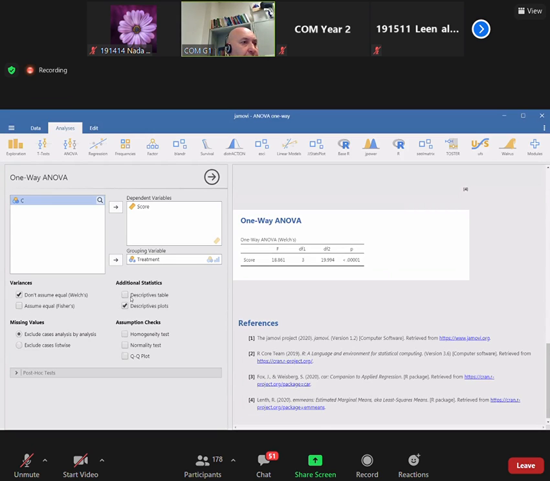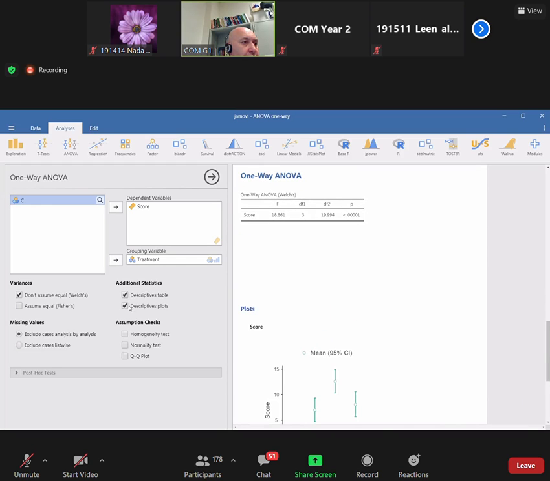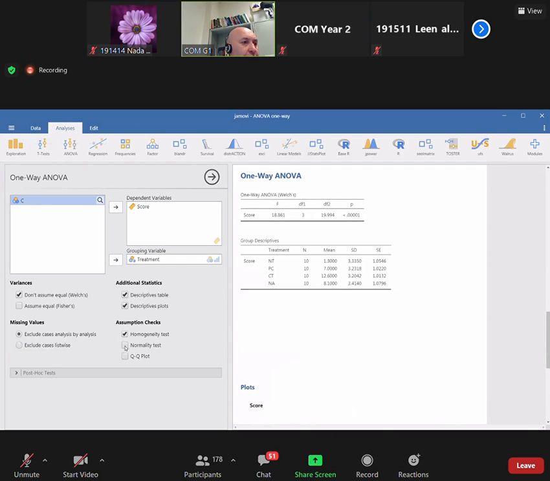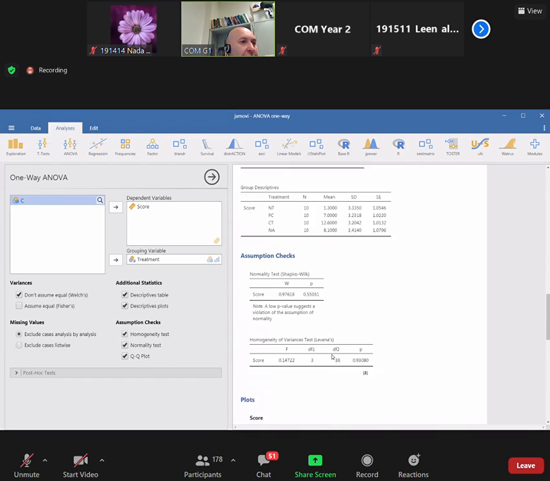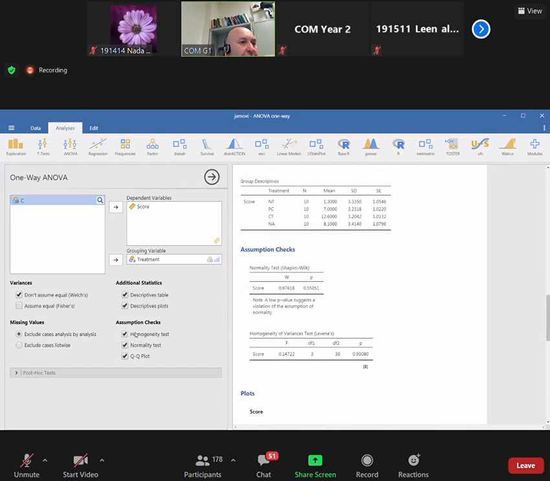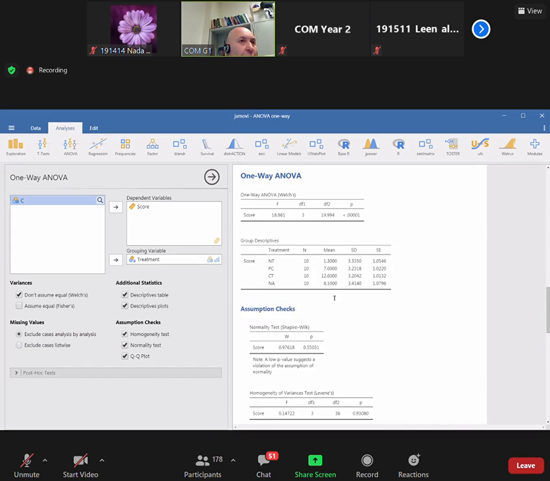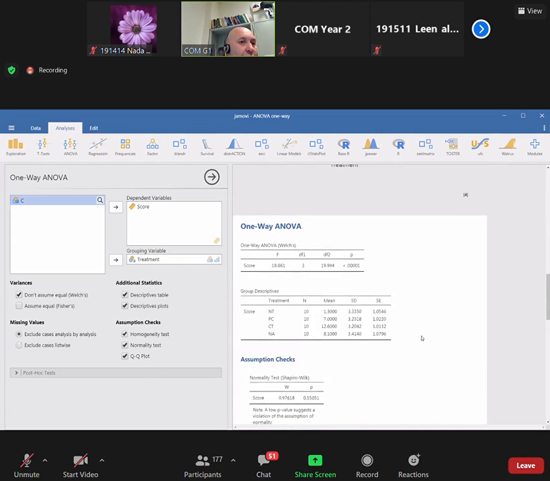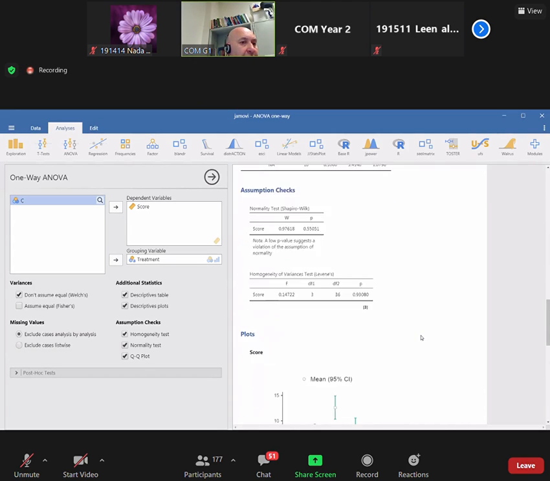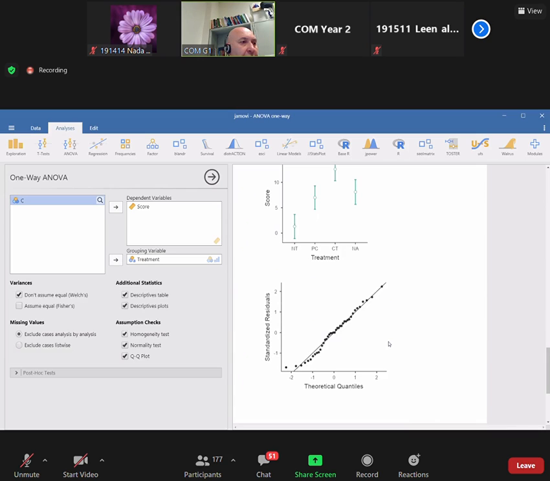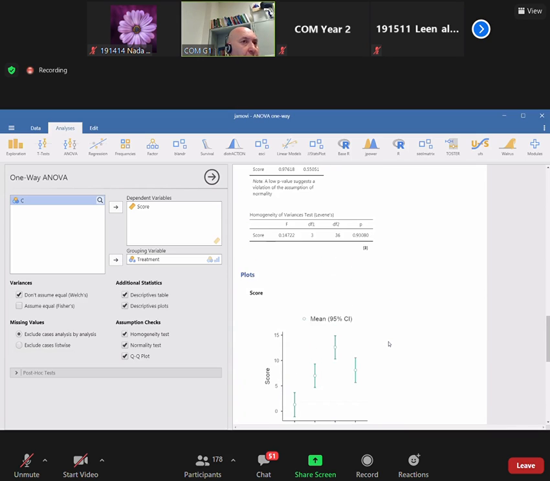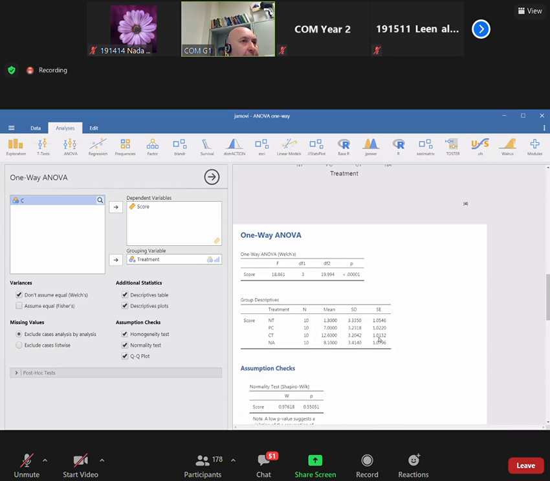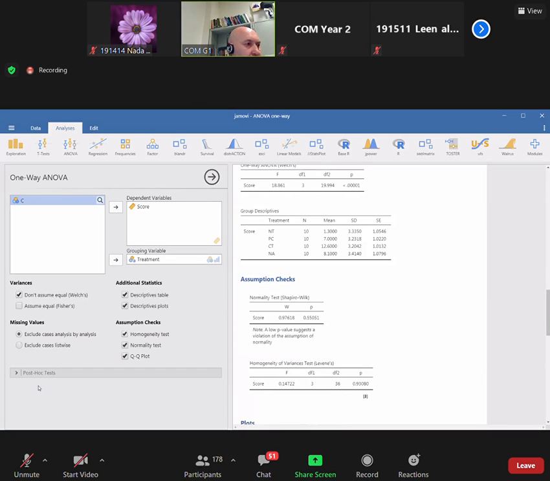Okay, so we might want to have descriptive plots, a descriptive table. We can also do the same test that we did before, but we don't need to worry about the homogeneity tests because we're using Welch's test, which does not need that assumption. And we actually get the same output as before. Okay, I think that's all I wanted to show you for this.